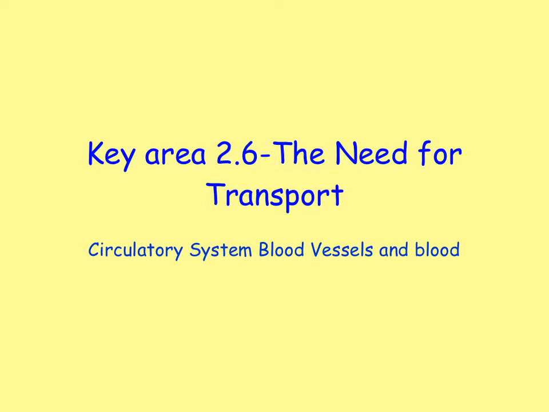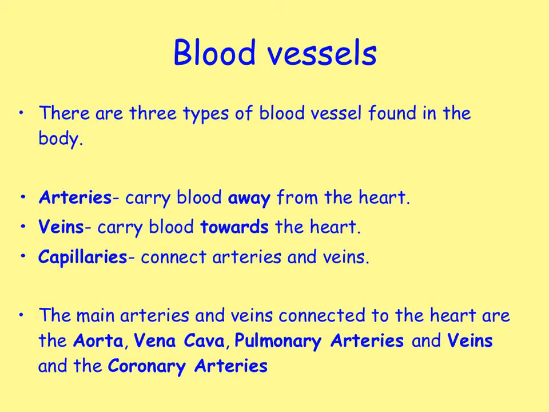Now you've had a look at the structure of the heart, we're going to have a look at the rest of the circulatory system, and that is looking at the blood vessels and at blood. So there are three types of blood vessels found in your body, and people always get mixed up about what blood vessels are doing what.